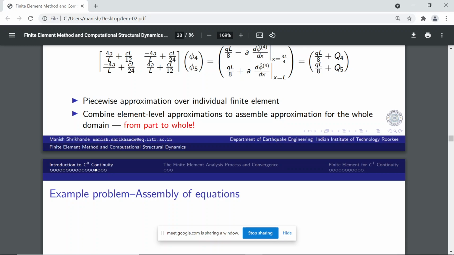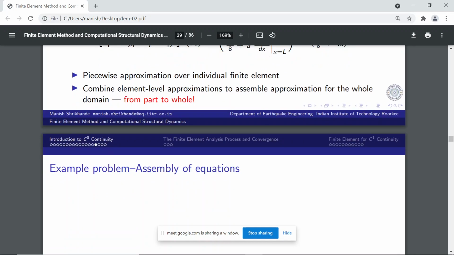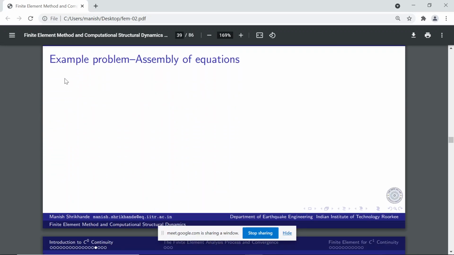And this is what we refer to as going from part to whole. If you recall your training in surveying, we have two approaches. First, we go from whole to part, and then we go from part to whole. And that is what we had been doing. We discretized the domain, so that was going from whole to part. We divided the entire domain into subdomains. So that is from whole to part, and then after constructing approximation over individual subdomains, we now go from part to whole. So individual subdomain contributions will be accumulated to give us the representation for the whole domain. So this process is what we call the assembly of equations.